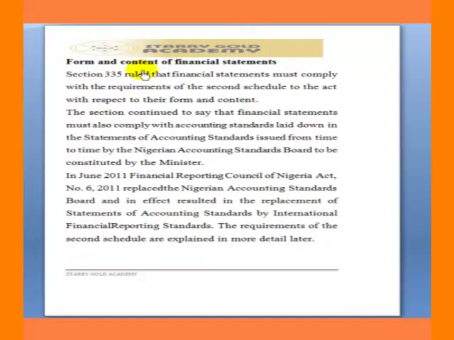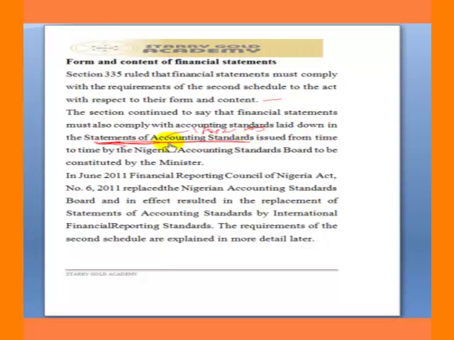Now, section 335 of CAMA says that financial statements must comply with the requirement of the second schedule to the Act with respect to their forms and content. So this section continues to say that financial statement must also comply with accounting standard laid down in the statement of accounting standard. You discover that this SAS is no more in practice, but CAMA is still referring to it. So what we are now using instead of this SAS is our IFRS and IAS.